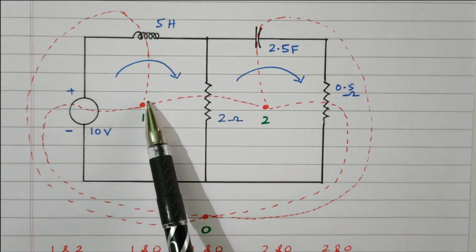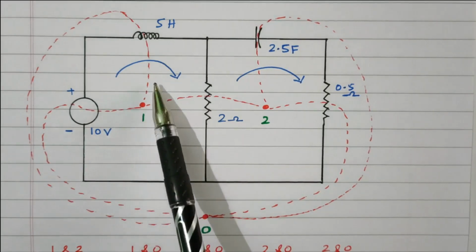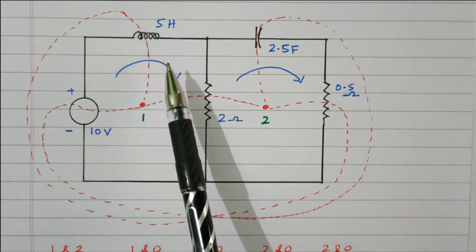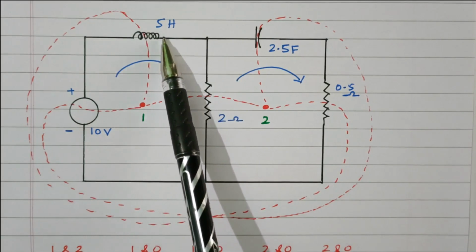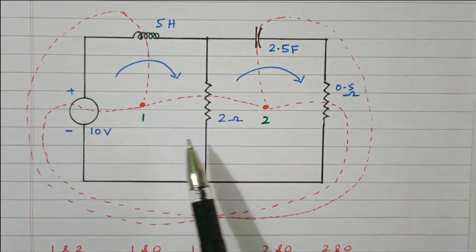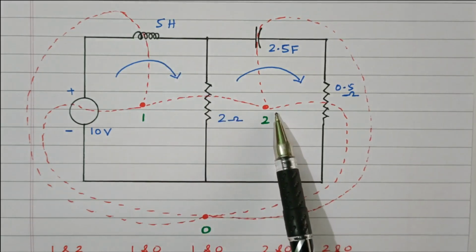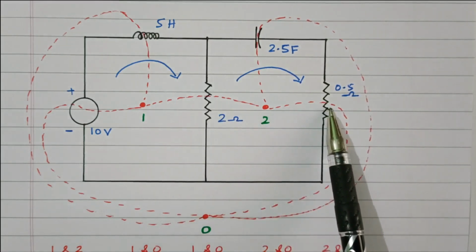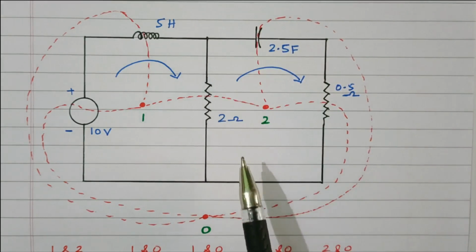And draw the dotted line between 1 and 0 through the 5 Henry inductance. So this 5 Henry inductance will be converted into a 5 farad capacitor. Right. Now we'll connect the dotted line between 2 and 0. Here 2 elements are available: one is a resistor, another one a capacitor.